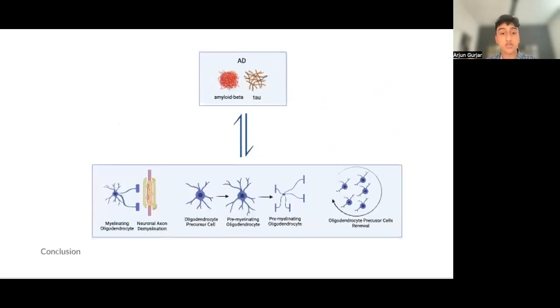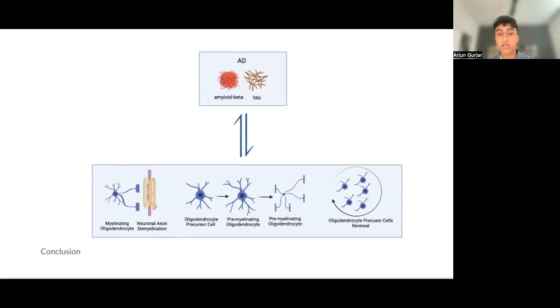So, in conclusion, Alzheimer's is traditionally understood as a dual proteinopathy of amyloid beta and tau. But new evidence suggests that the demyelination of axons and impaired OPC differentiation and proliferation are characteristics of Alzheimer's as well. Furthermore, there are some studies that have to be conducted to clarify some things.